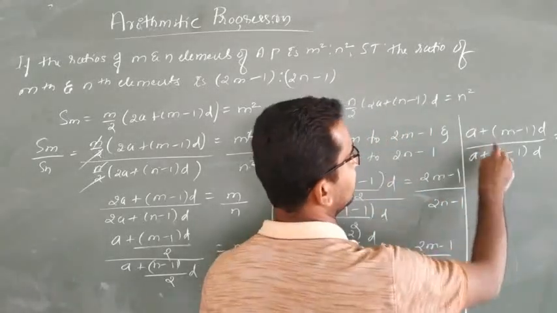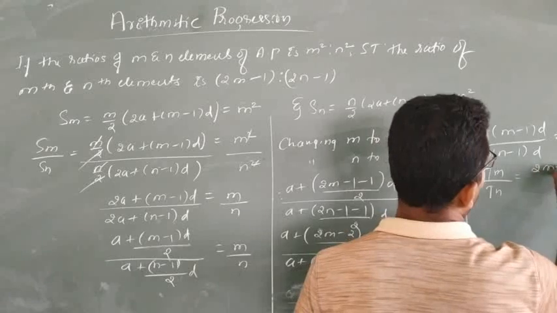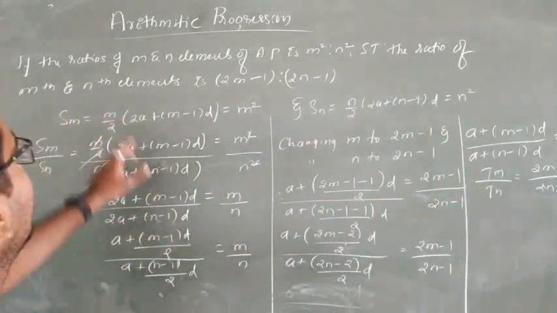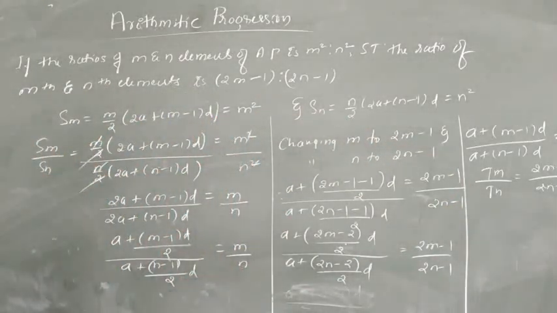Correct? So this is nothing but what, your tm divided by tn is equal to what you get? 2m minus 1 divided by 2n minus 1. So that is your mth and the nth element, what you get: 2m minus 1 divided by 2n minus 1. This is what your solution.